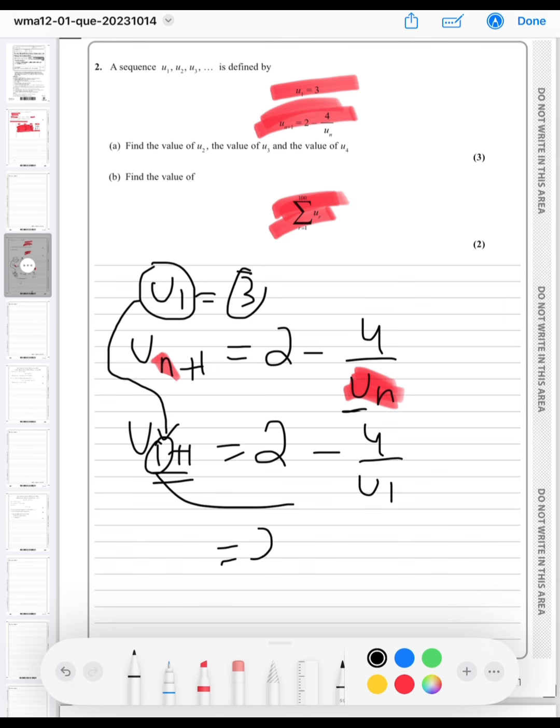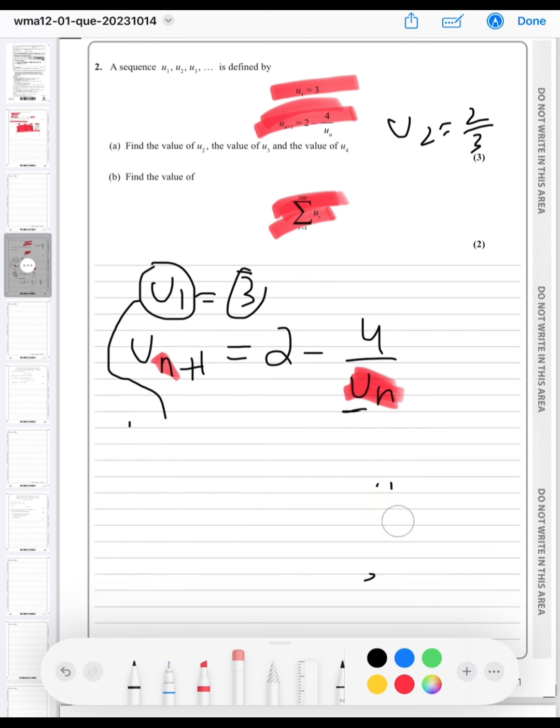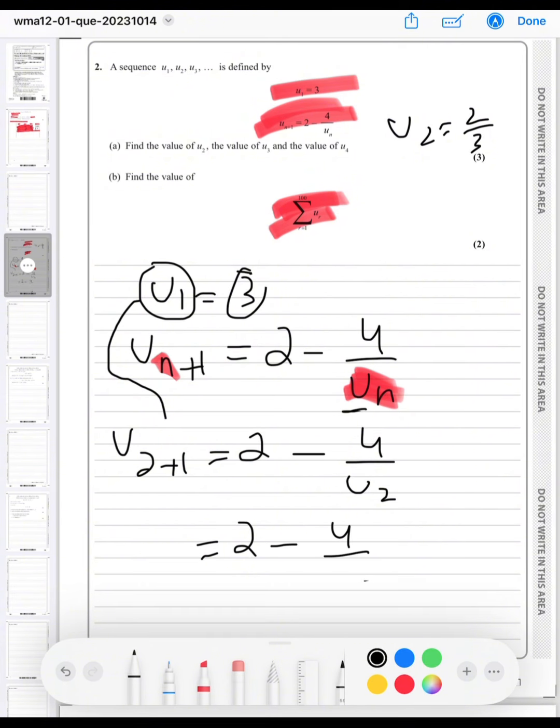So the value for u1 is 3. After taking the LCM of 2 minus 4 upon 3, I'll get this. So here you go, u2 is 2 upon 3. Then for the next one, u3, obviously I will put here, as I told you the formula, I will put 2 here, which means 4 upon u2. So this will be 2 minus 4 upon the value of u2.